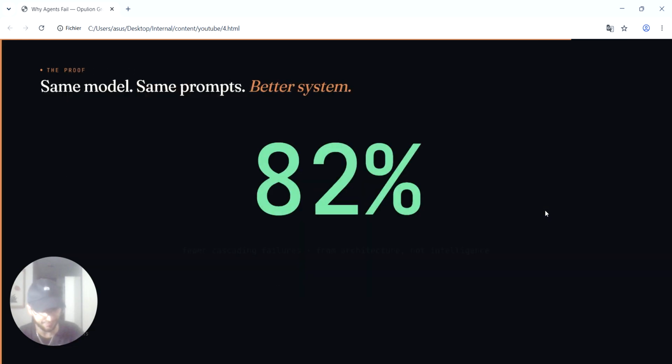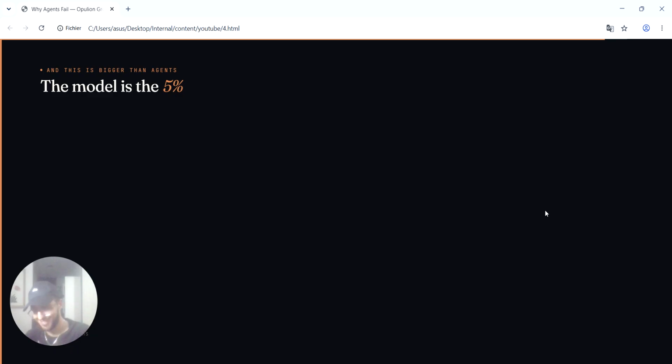Okay. Now here's where this gets way bigger than AI agents, and bigger than machine learning, and bigger than AI, because this pattern I've been showing you was never about AI in the first place. The model is actually just 5% of the whole thing, that little box at the very top.